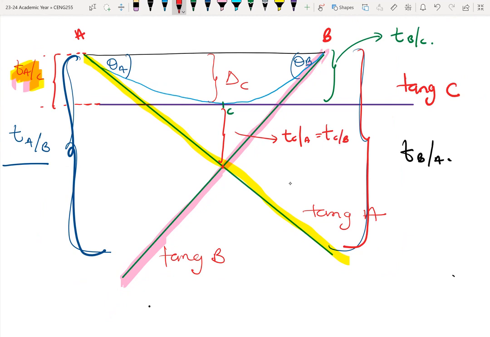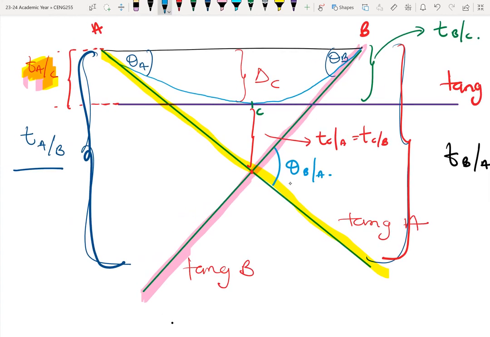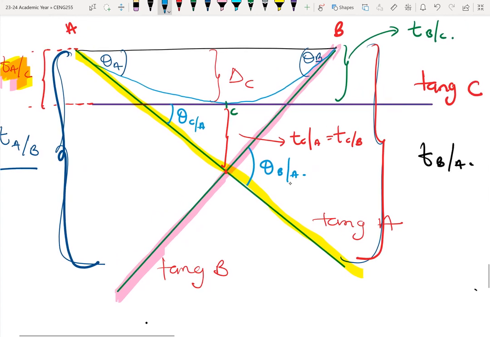because this point is where both B and C interact. Okay. Now the angle between B and A is theta BA. Okay. And the angle between C and A, this angle is theta CA. And then the angle between B and C, this angle, it can be either here or there, it's fine. It's theta BC.